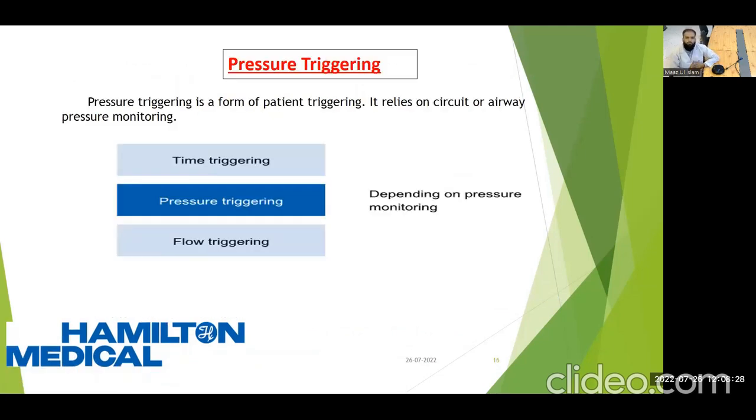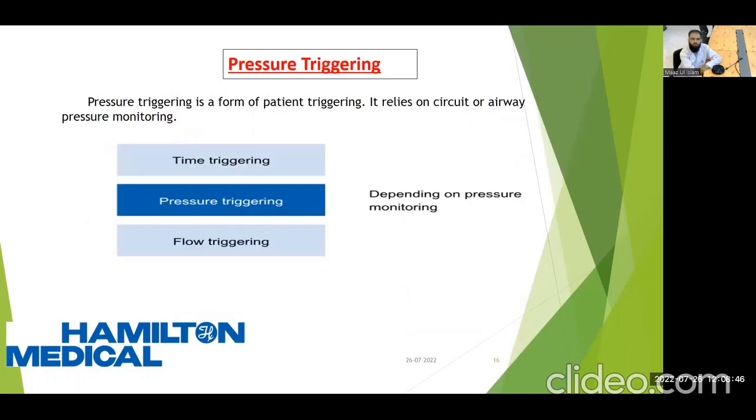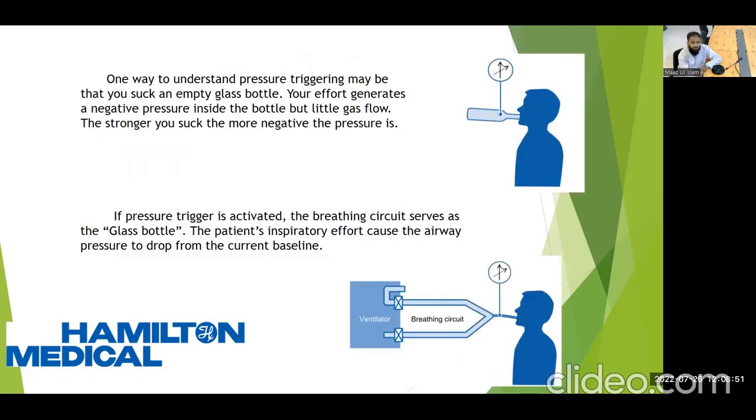Now, pressure triggering. Pressure triggering is a form of patient triggering. It relies on circuit or airway pressure monitoring. So firstly, pressure triggering and flow triggering both refer to the patient side, depending on patient monitoring. For pressure triggering, we have an example in active patients.